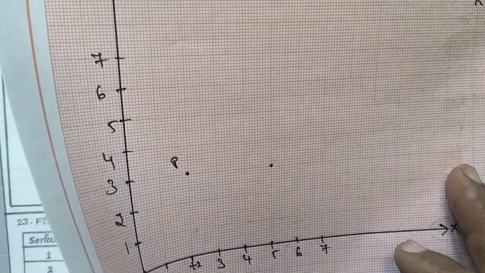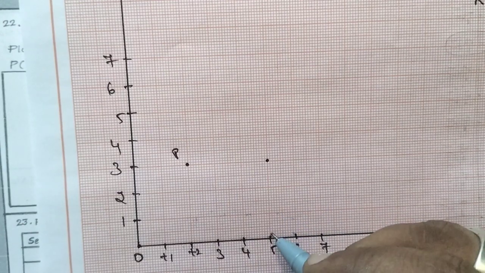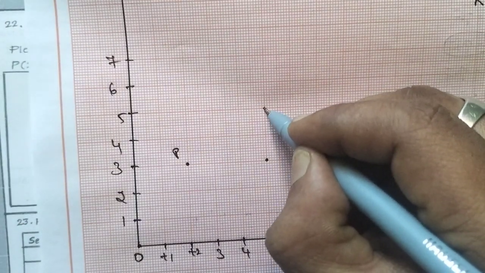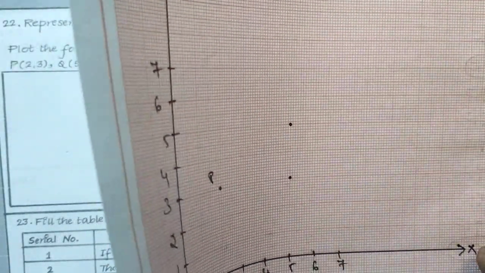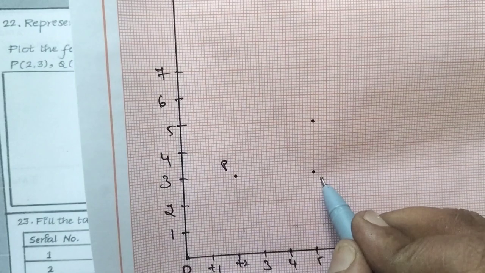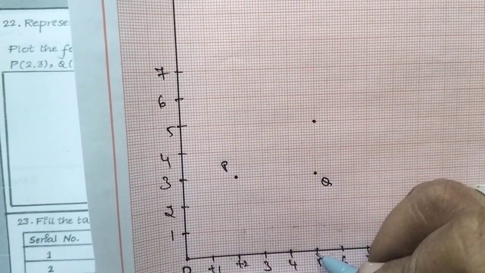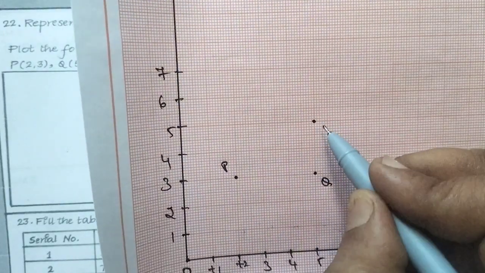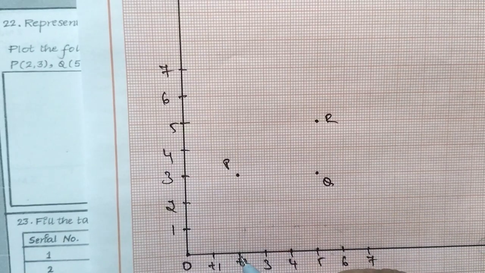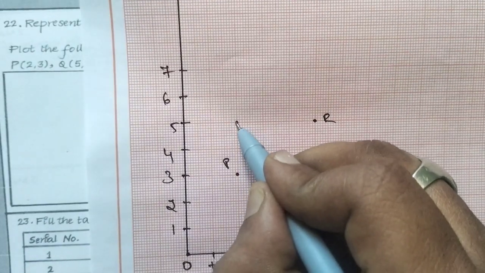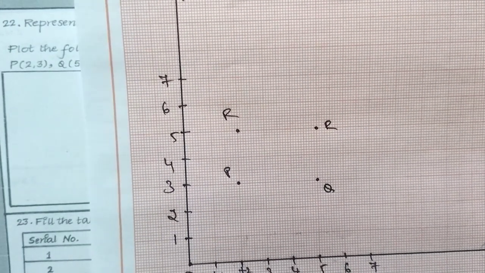Then R is 5 comma 5. So R is 5 comma 5. Then S is this one. Now S is 2 comma 5. So it is 2 and this is 5. So P, Q, R, S.